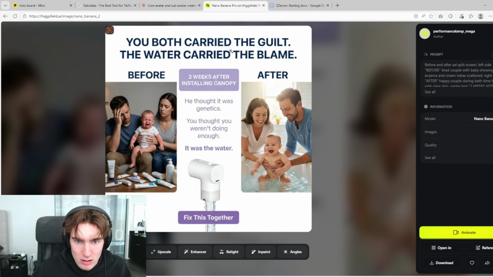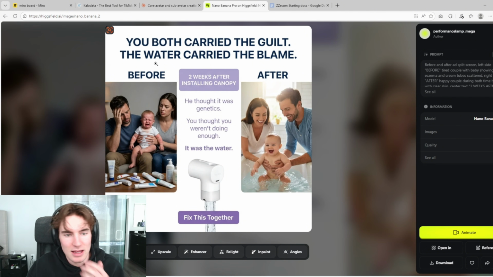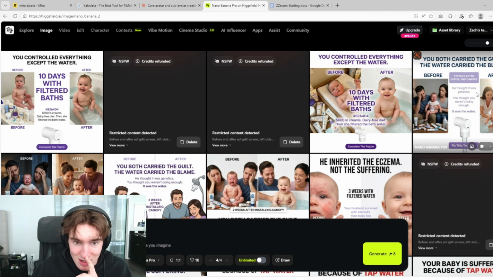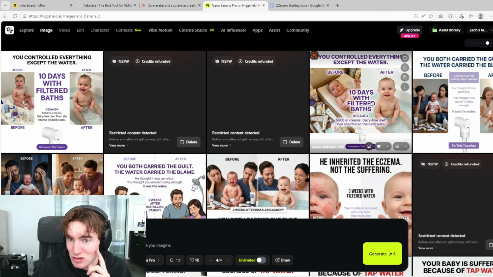You both carry the guilt. The water carries the blame. Ooh, I like that. That's a really good headline. I really like this headline. And then we got the before, with all the creams on the table, baby crying, and then after, we got the baby in the bath with 2 happy parents. I actually like this ad a lot. That actually is a pretty good ad. I actually do like that one.